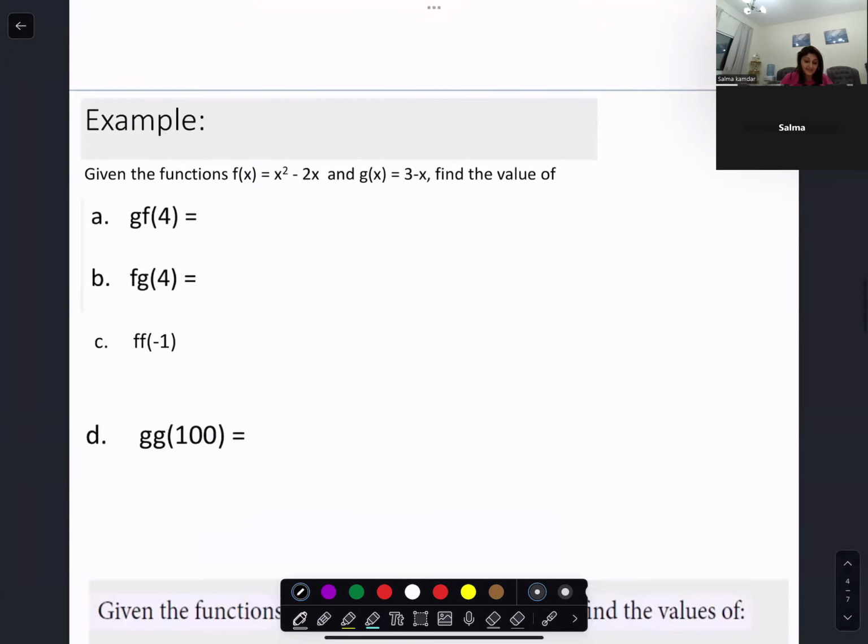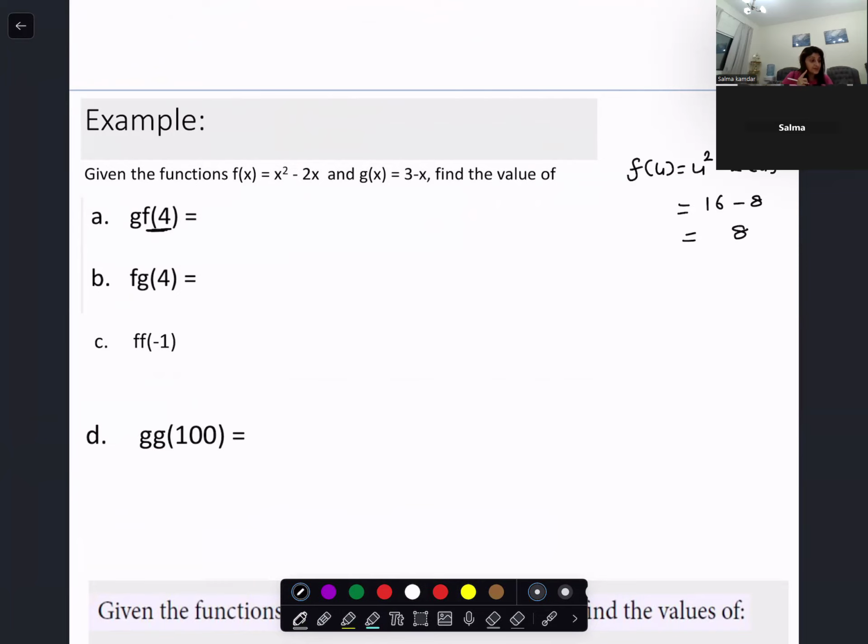Let's try another example. Instead of x, I want f of 4. Let's find f of 4. f of 4 is nothing but 4 squared minus 2 times 4. f of 4 would be 16 minus 8. f of 4 is 8.